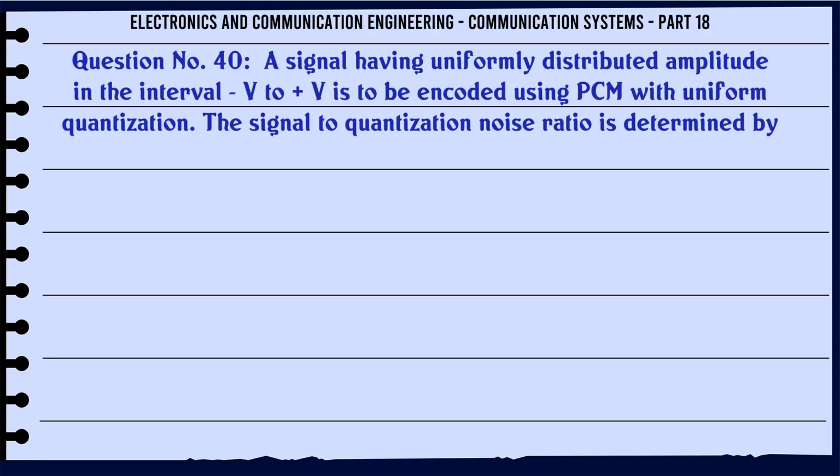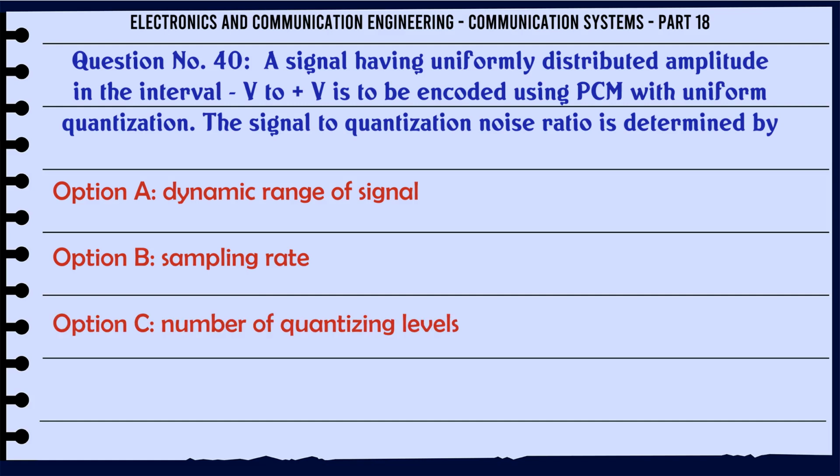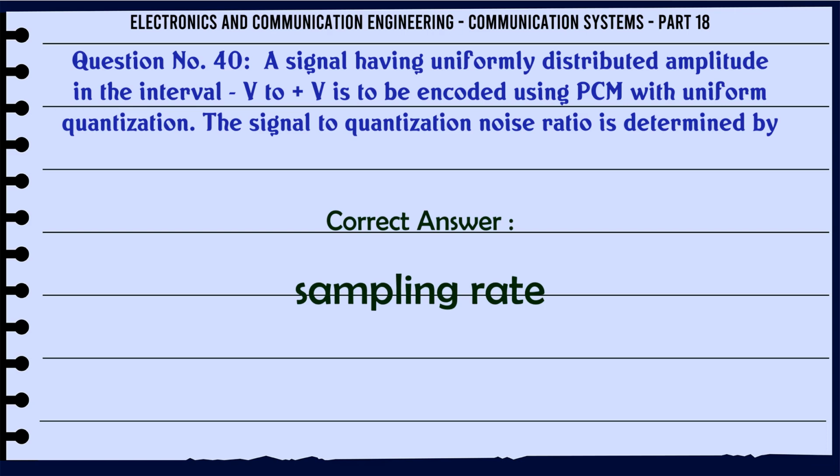A signal having uniformly distributed amplitude in the interval -V to V is to be encoded using PCM with uniform quantization. The signal to quantization noise ratio is determined by A. Dynamic range of signal, B. Sampling rate, C. Number of quantizing levels, D. Power spectrum of signal. The correct answer is sampling rate.